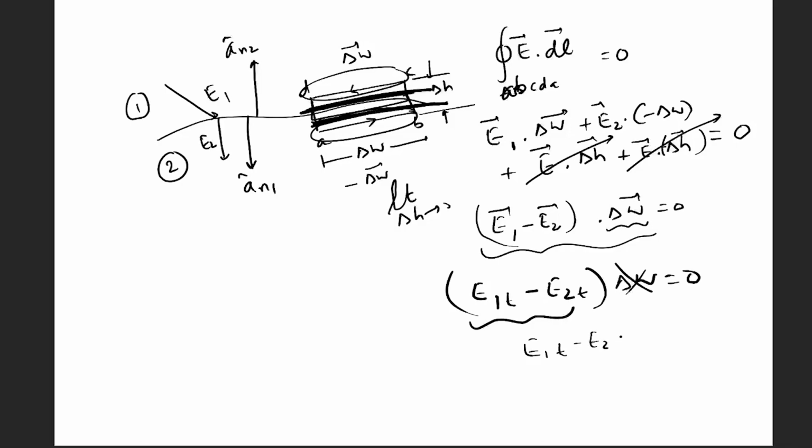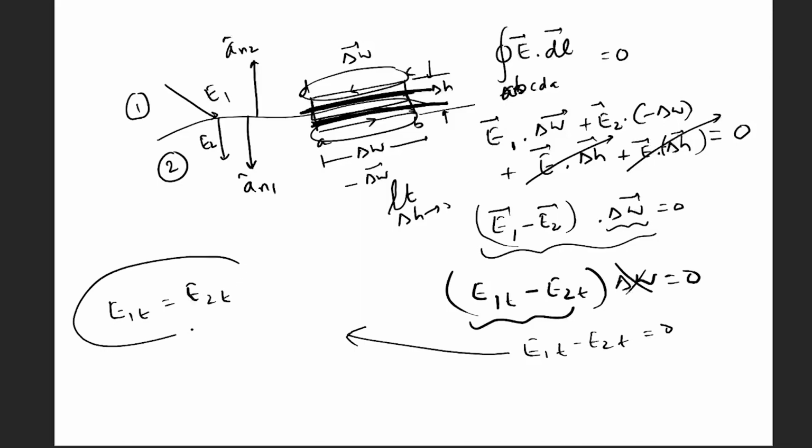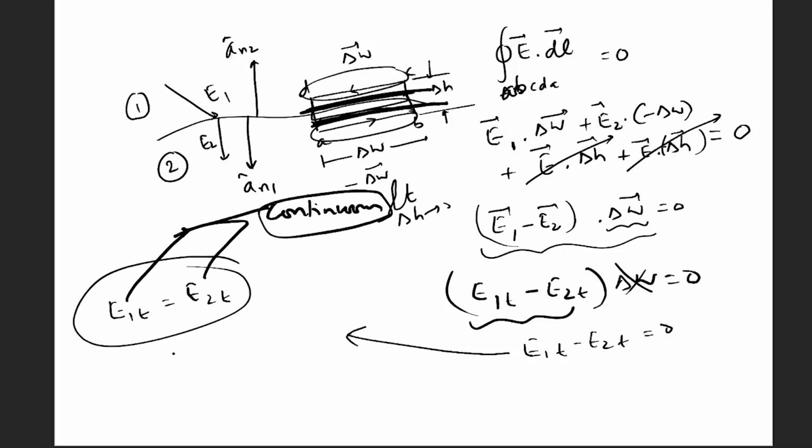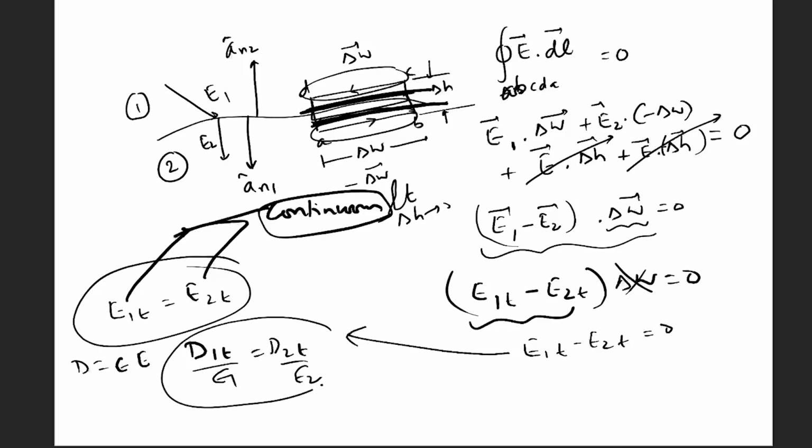E1t minus E2t is equal to 0. So this implies that E1t is equal to E2t. So you see that the tangential component of electric field intensity is continuous along the interface in electrostatics. So now we know that D is equal to epsilon E. So I can write it as D1t by epsilon 1 is equal to D2t by epsilon 2. So this is the first condition for the boundary for the tangential component.